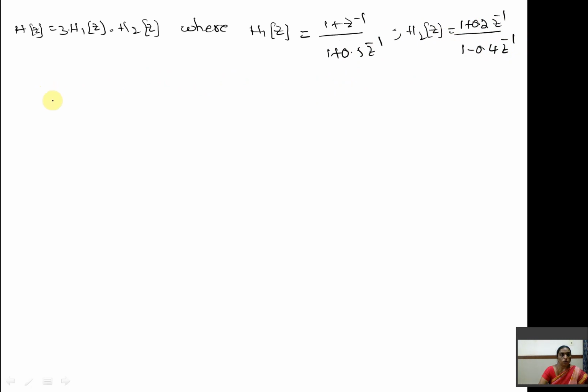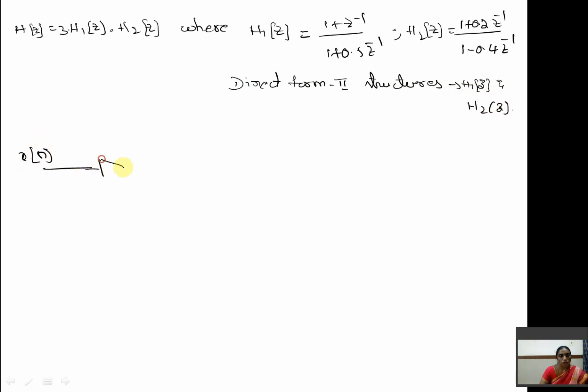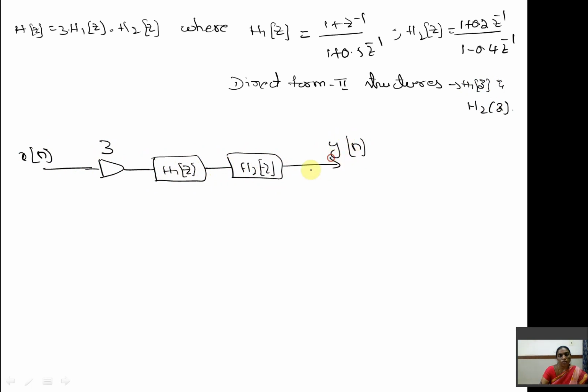Okay, now just realize these two using direct form 2. So I am using direct form 2 realization structures here to realize h1 of z and h2 of z. It's okay. Now first input is x of n. Here product is 3. Now we should develop h1 of z, then develop h2 of z using direct form 2, then you can get y of n.